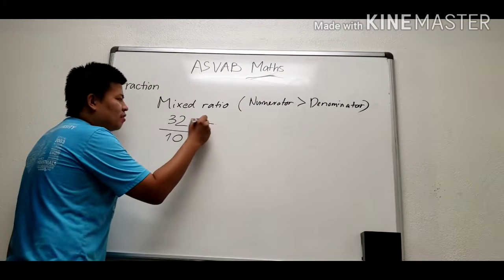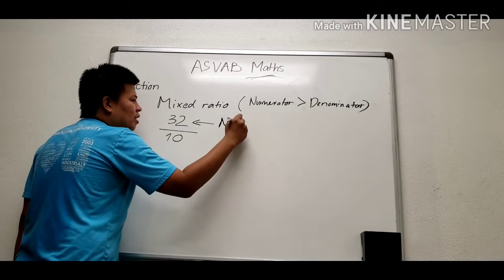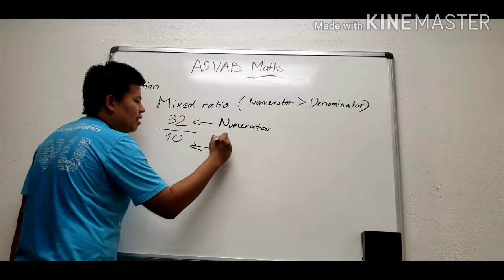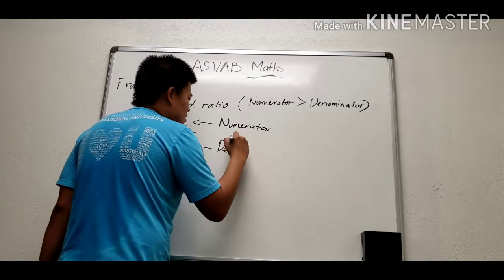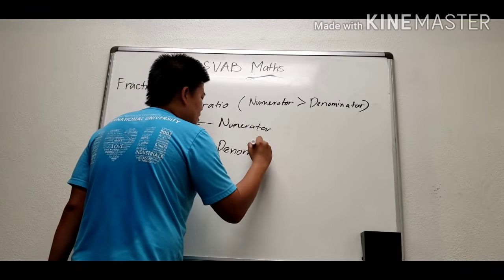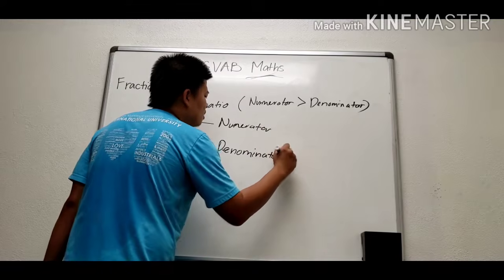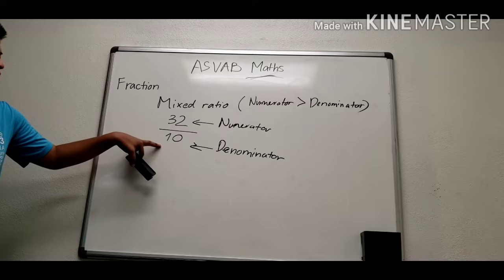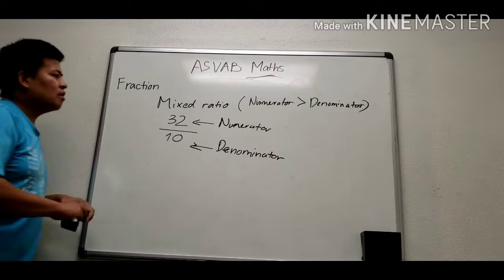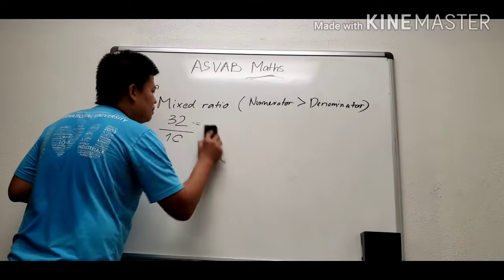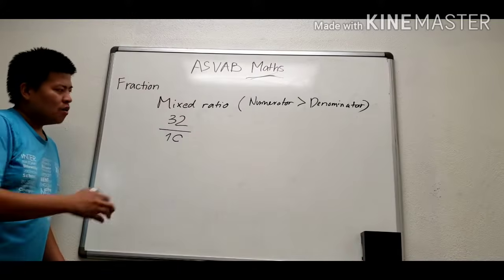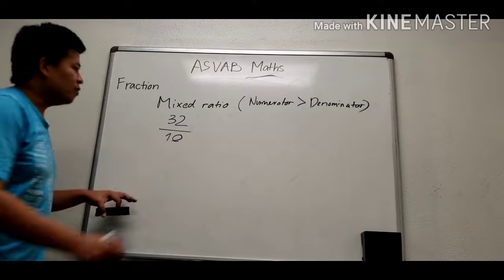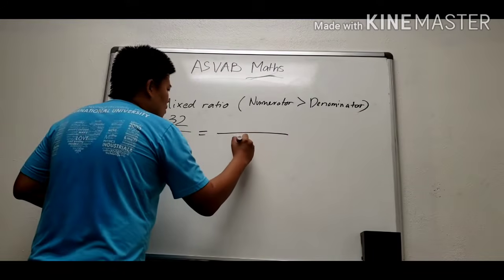So it's about the numerator, and this one is the denominator. You see that the numerator is higher than the denominator. We can use the mixed fraction. We have 32 divided by 10. We can put it like this.